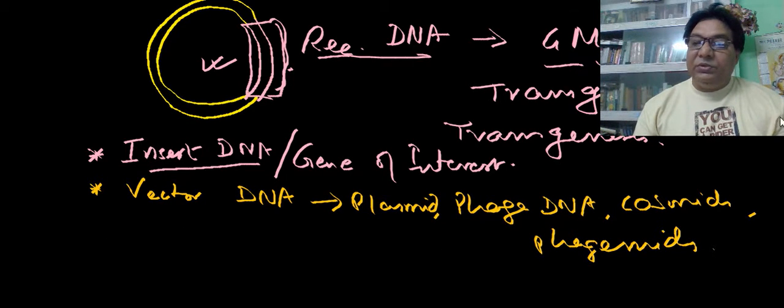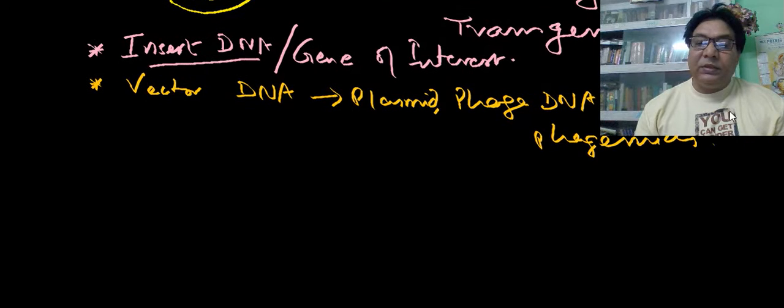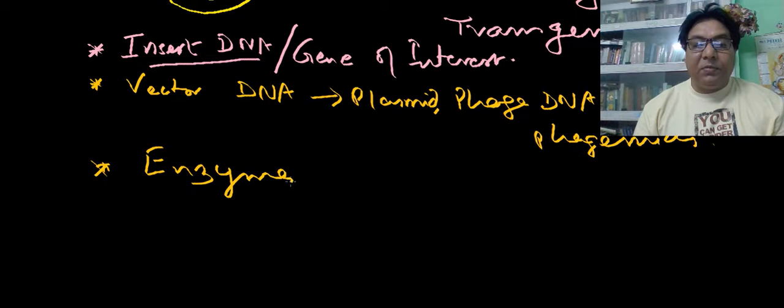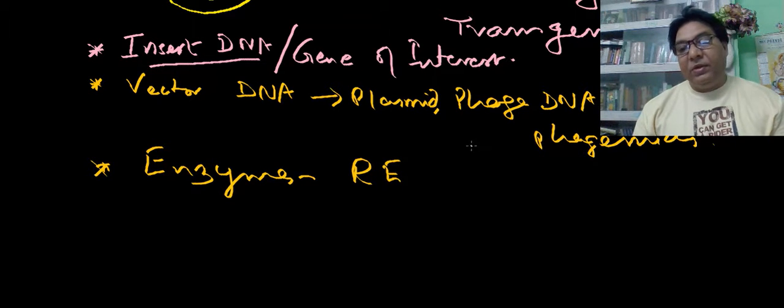The next thing you need to have is a number of enzymes. The most important among them are restriction endonucleases, by which you make cleavage in the DNA, both the insert DNA and the vector DNA, for the cloning purpose.